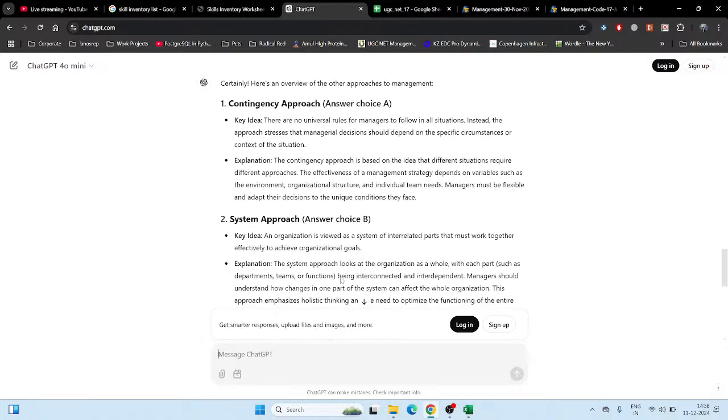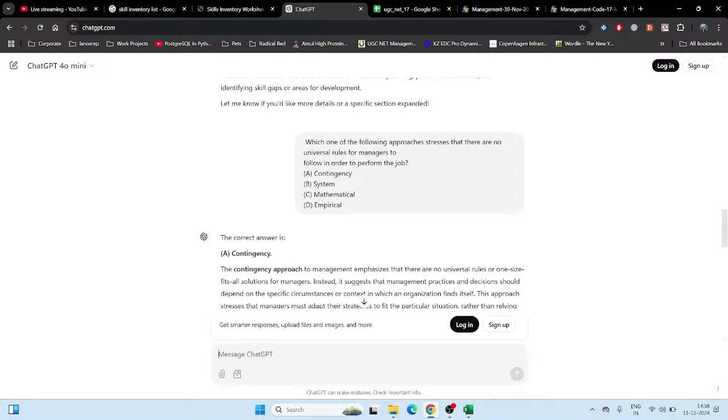We'll try to understand. There are four options: contingency, system, mathematical, empirical. System means there will be a system to follow, mathematical a set of steps to follow, if this, else that. Empirical as well as reduction to the base core principles. The answer will be something structural, whether it is empirical, mathematical or system.